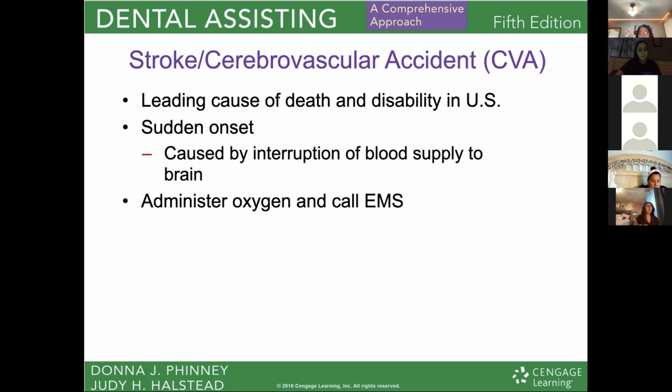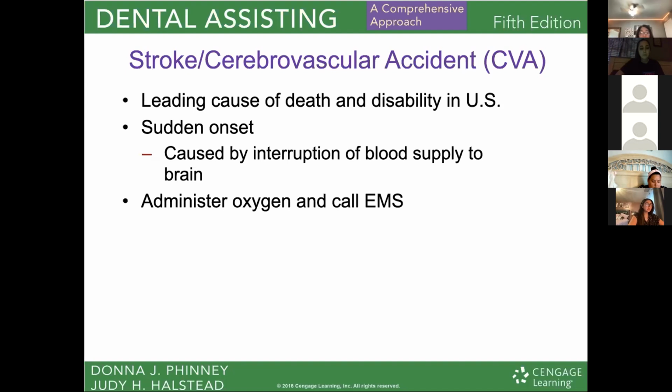So stroke, or CVA, which is a cerebrovascular accident, is caused by an interruption of blood flow to the brain. So patients may exhibit signs of dizziness, sudden and intense headache, loss of speech, weakness, numbness, paralysis on one side of the body, or including their face.